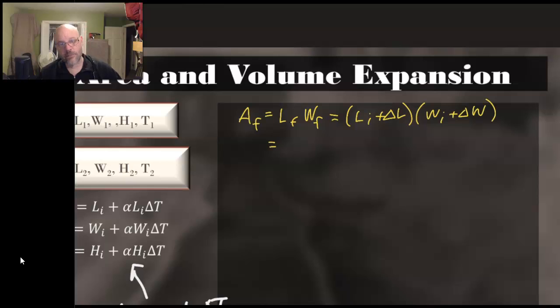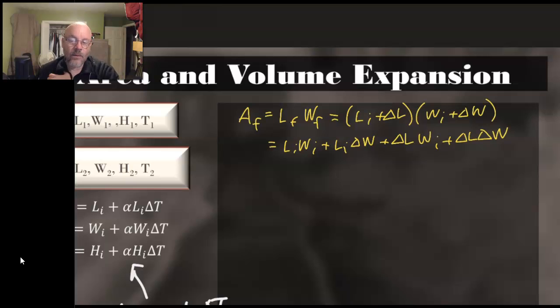We got 4 terms. We want to distribute like we always do. We've got Li Wi plus Li delta W plus delta L Wi plus delta L delta W. Okay, so it looks pretty messy.